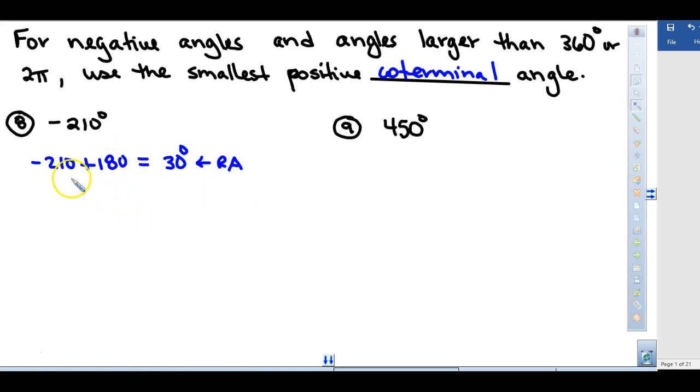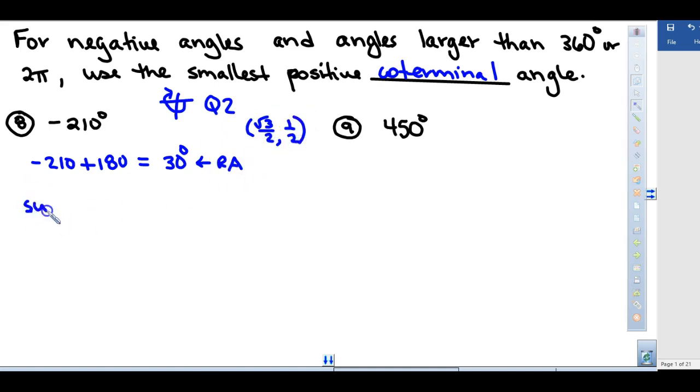Okay? And what I'm going to do is, again, figure out which quadrant negative 210 is in. Now remember, negative angles go this direction. So negative 210 is actually in the second quadrant. It's a quadrant 2 angle. And my ordered pair for 30 degrees, which is my reference angle that I'm going to use, is going to be the square root of 3 over 2 and 1/2.